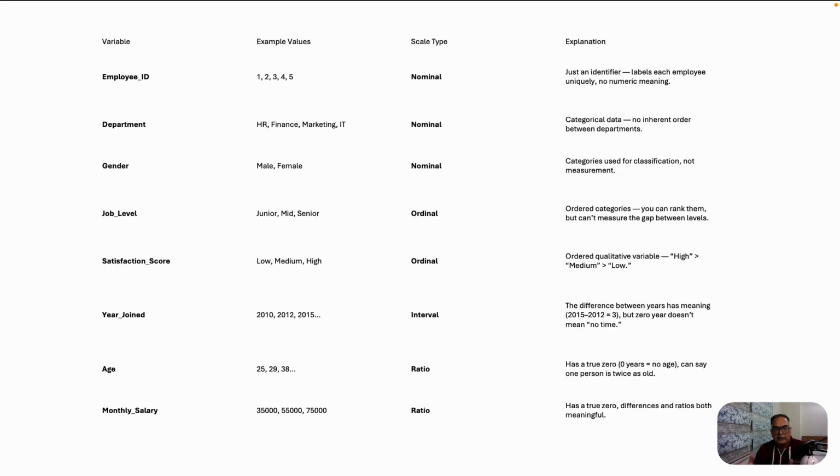Job level, however, junior, mid, senior, is an ordinal variable. The comparisons are meaningful, but the distance is not meaningful, and neither is the ratio. Similarly, satisfaction score, low, medium, high, is just an ordinal variable. The only thing that is meaningful is the comparison. No ratio and no distance.